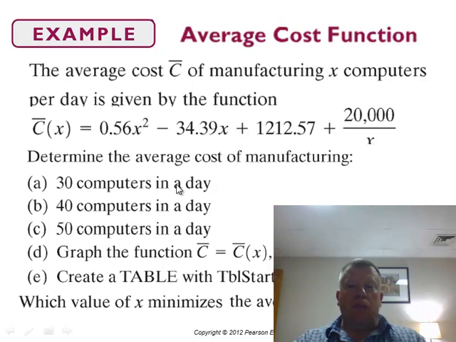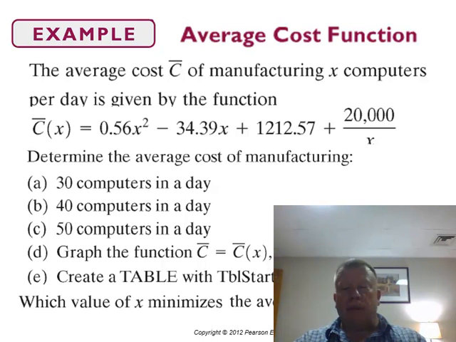So what would be the average cost when we have 30 computers? Well, x is the number of computers, right? So replace x by 30. Replace x by 40, replace x by 50 to compute the corresponding average cost. We could even plot this graph.